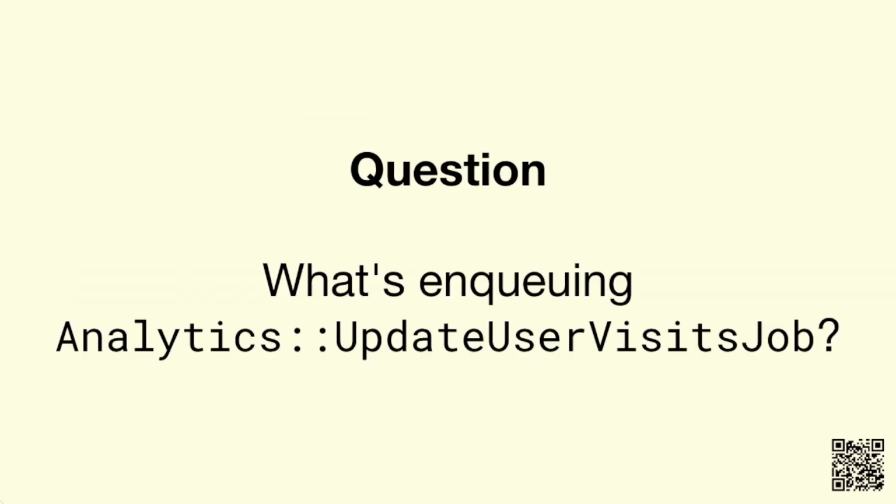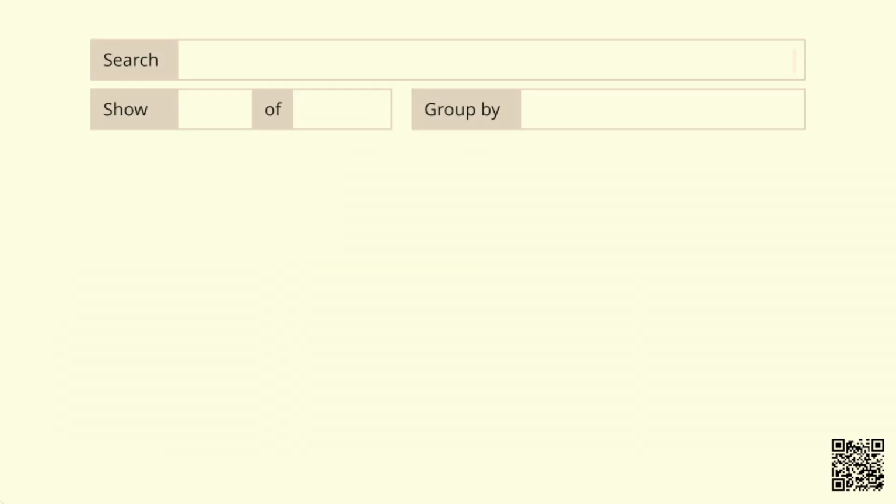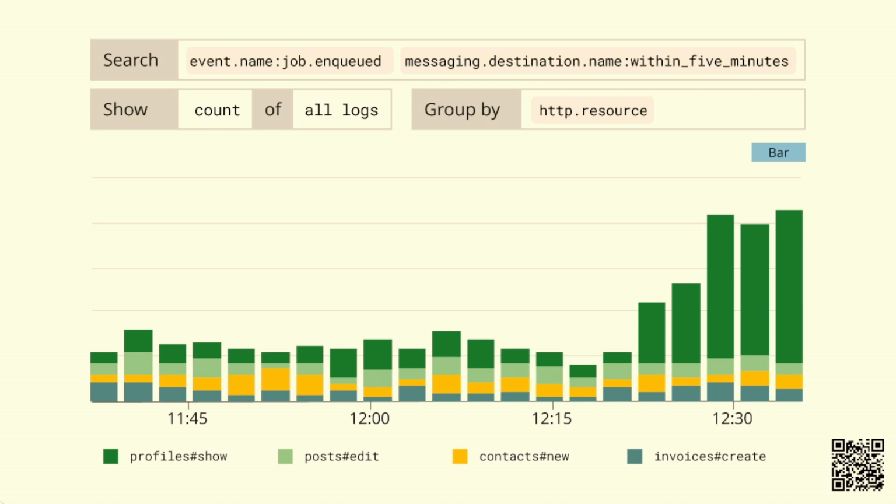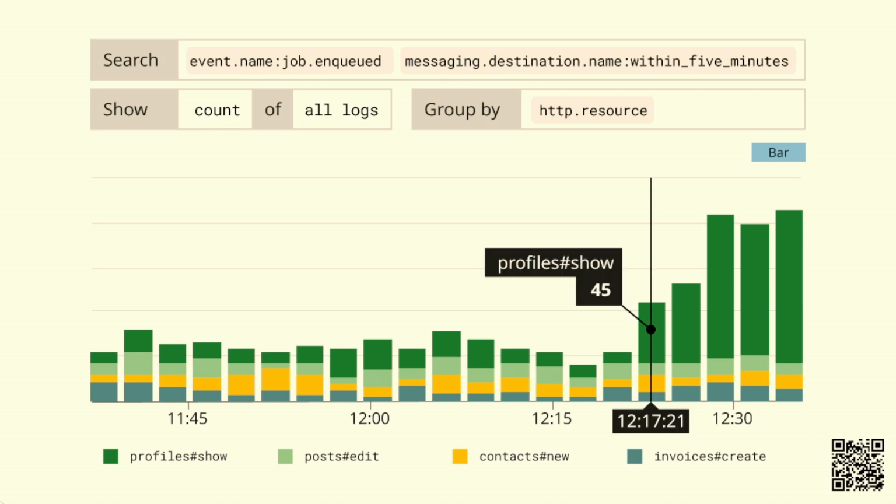Let's ask our next question. What's enqueuing those jobs? Okay, good question. Let's search for job.enqueued. That's the event we want. We want to look at the same queue. But this time we want to group by http.resource. This is a combination of the controller name and the action. And then let's just look at all the logs. Okay. So it looks like the profile show is enqueuing a whole bunch of jobs, and it's rising.